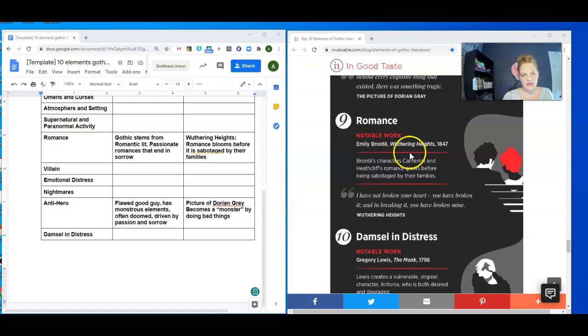Notable work, Wuthering Heights. Bronte's characters, Catherine and Heathcliff, romance grows before being sabotaged by their family. So in that book, they have this epic romance. They're from two different worlds, whatever, but I hate that book. I know I'm supposed to like it as an English person, but I don't like it at all. And then their romance is sabotaged by their families, and they do not get to live happily ever after. So that's what I put right there. Wuthering Heights, romance blooms before it is sabotaged by their families.